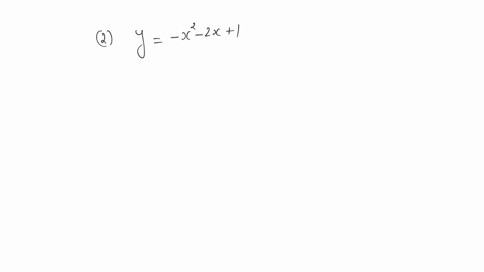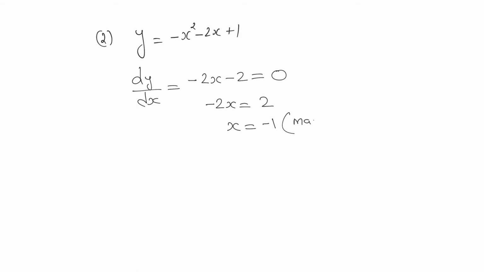For the better understanding, we'll consider one more question. Let's say y is given as minus x square minus 2x plus 1, and our aim is to find out the maximum and the minimum value of y. So our first step is just find out the value of dy by dx and equate that to 0. So it is minus 2x minus 2 is equal to 0. So minus 2x is equal to 2, or we'll get the value of x is equal to minus 1.